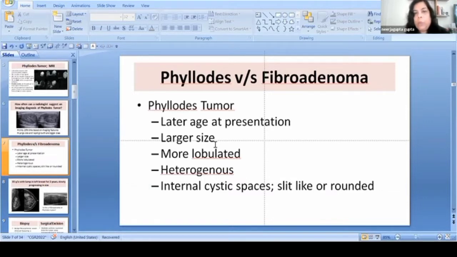So phyllodes versus fibroadenoma. Phyllodes comes at a later age, has a larger size, is more lobulated, more heterogeneous, and there are internal cystic spaces which are slit-like or rounded.